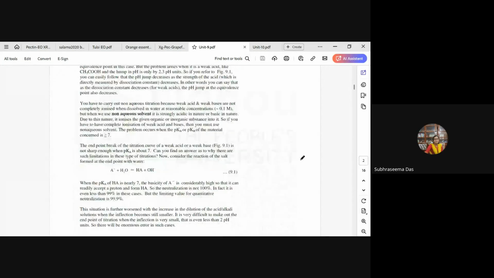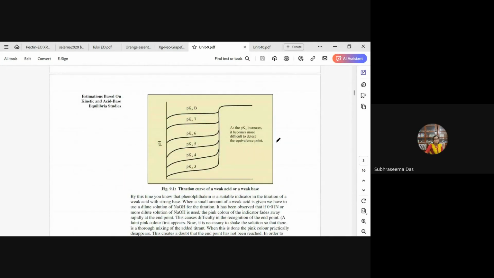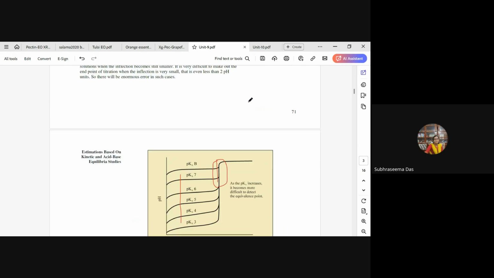As you can see in this figure 9.1, it shows the titration curve of a weak acid with a strong base. Even if you look at acids having pK 3, 4, 5, 6, 7, it is still somewhat easier for us to calculate the equivalence point. But as the pK increases above 7, the calculation of the equivalence point becomes difficult. So for acids with pKa greater than 7, the difficulty arises. For such types of acids, we generally employ non-aqueous solvents.